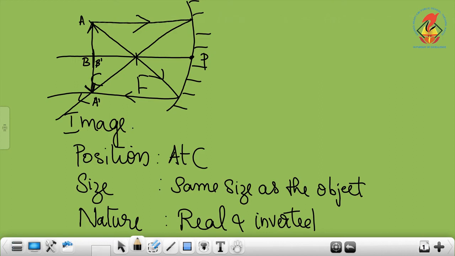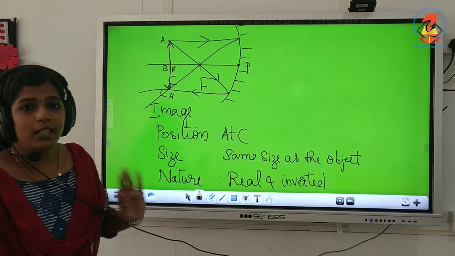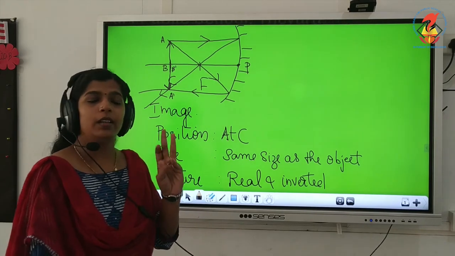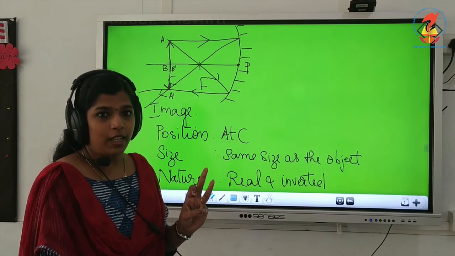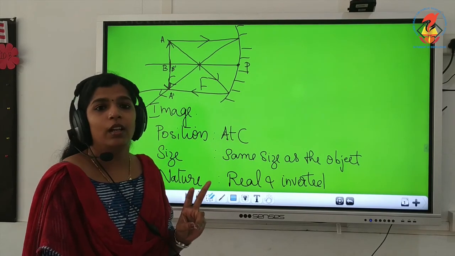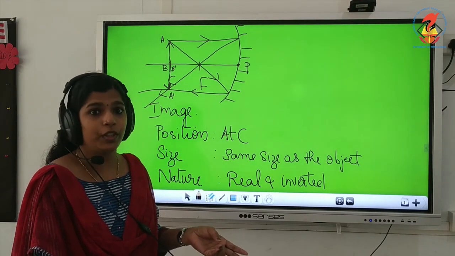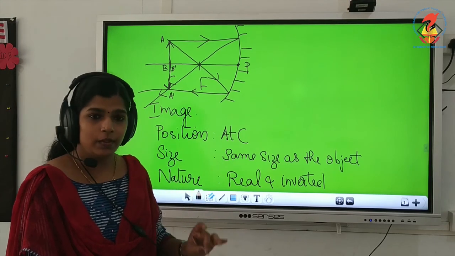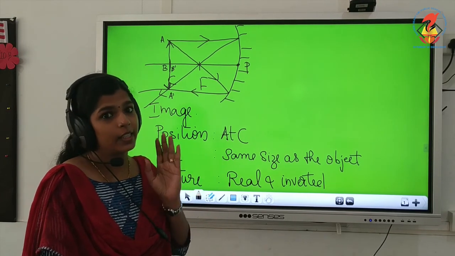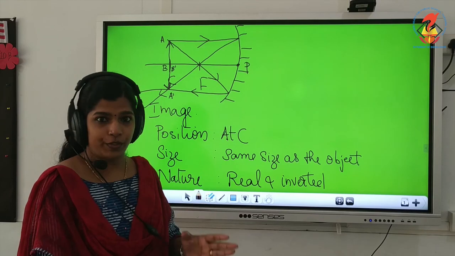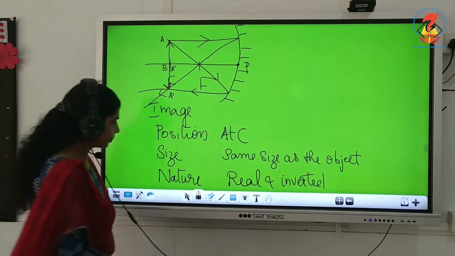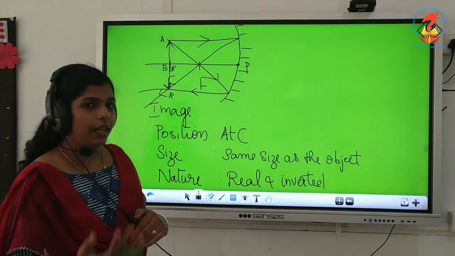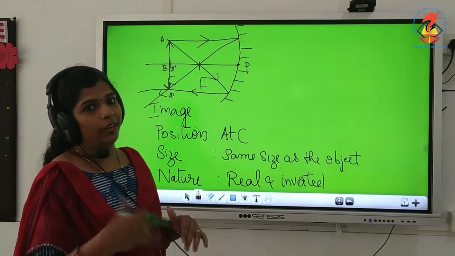So, 3 cases we did. First one, object is at infinity. Second one, object is beyond the center of curvature. Third one, object is at C, meaning center of curvature. The remaining 3 ray diagrams we will continue in the next video.